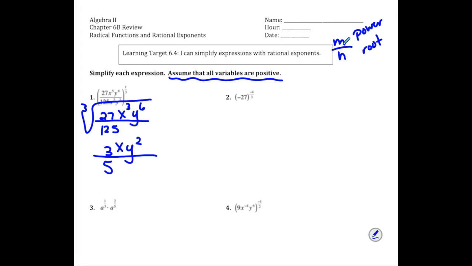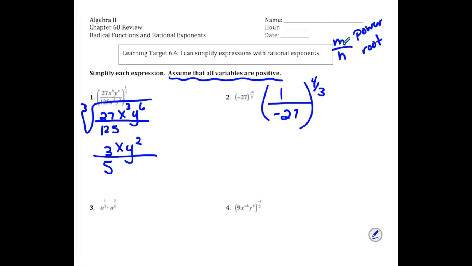Okay? The second one says we are taking negative 27 to a negative 4/3 power. What happens with the negative power? It has to flip it. Okay, so let's go ahead and flip this over. We're going to have 1 over negative 27. Now we are raising it to a 4/3 power.